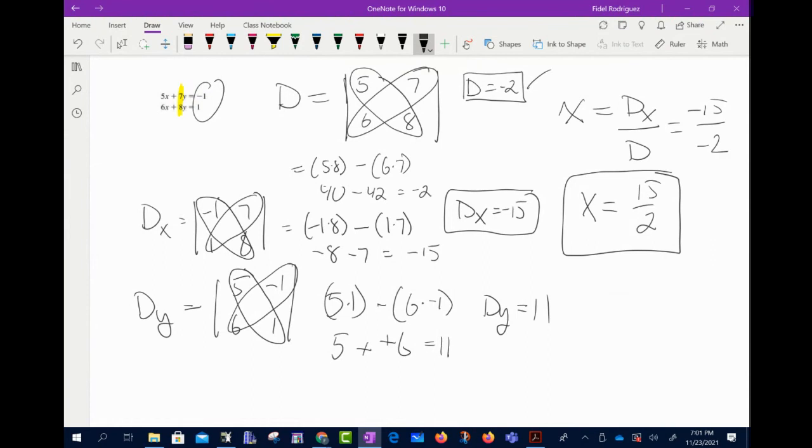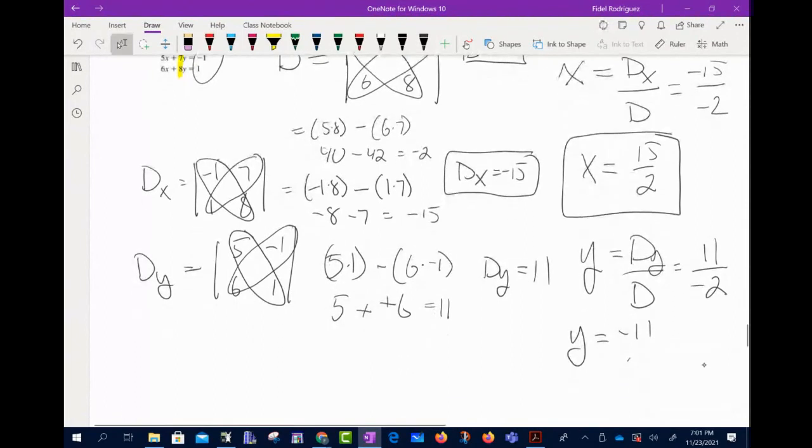Okay. And then the way we find y is we take dy divided by d. So dy is 11 divided by d, which is negative 2. That's just negative 11 halves. And then the way I write my answer as a point is 15 over 2 and negative 11 over 2.